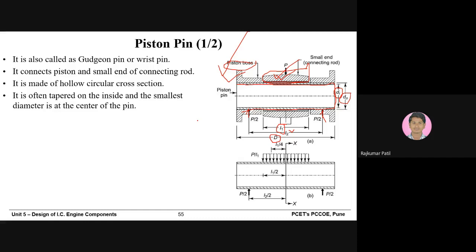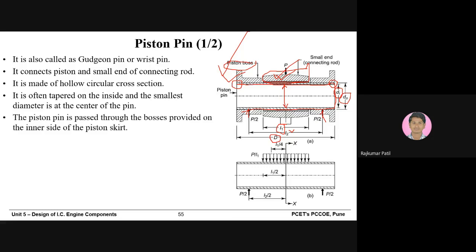And it is often tapered inside, and the smallest diameter is at the center of the pin. So generally at the extreme ends you will see maximum diameter, and at the center you will see least diameter, as it is made as a taper shape. When you look at that piston pin physically, you may not be in a position to verify whether it is tapered inside or not, but in order to design, we can design in that way.